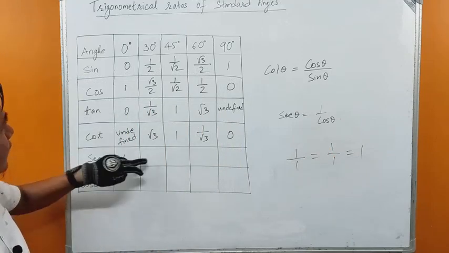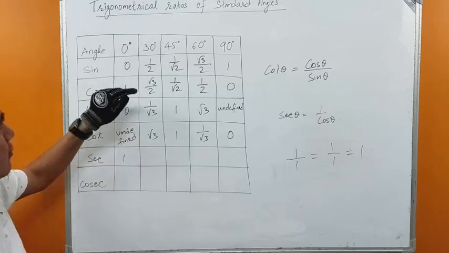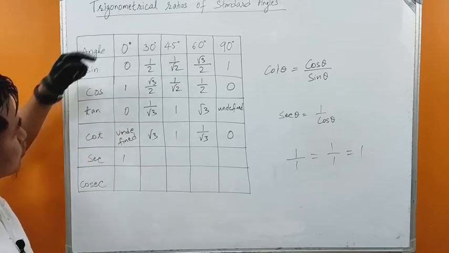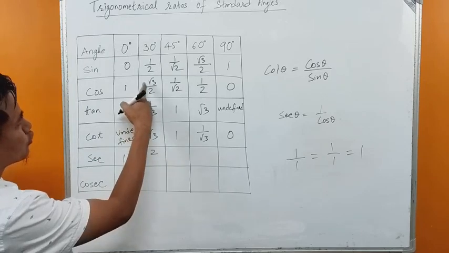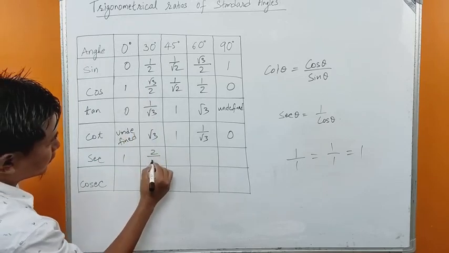Now sec 30 degree, we will just invert this number. This 2 goes to the numerator, 2, and this root 3 comes down to the denominator.